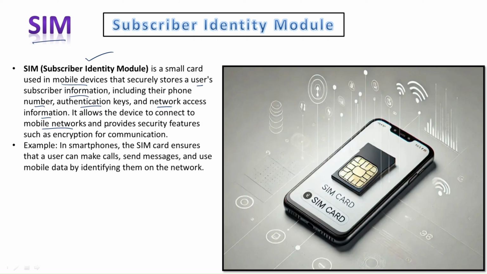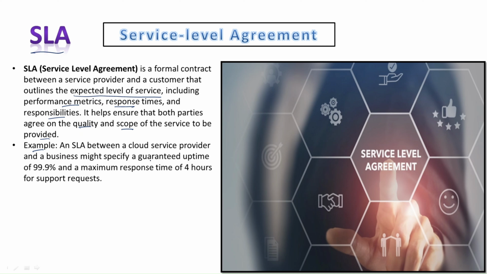SLA, that is Service Level Agreement. So SLA or Service Level Agreement is a formal contract between a service provider and a customer that outlines the expected level of service, including performance metrics, response times, and responsibilities. It helps ensure that both parties agree on the quality and scope of the service to be provided. For example, an SLA between a cloud service provider and a business might specify a guaranteed uptime of 99.9% and a maximum response time of 4 hours for support requests.